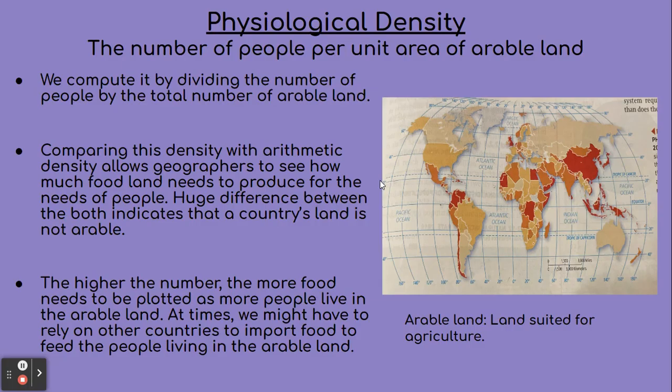Physiological density, the number of people per unit area of arable land. Arable land, as we learned before, is land suited for agriculture. We compute it by dividing the number of people by the total amount of arable land. Comparing this density with arithmetic density allows geographers to see how much food land needs to produce for the needs of people. A huge difference between the two indicates that a country's land is not arable.